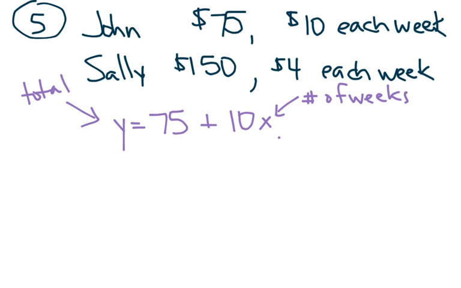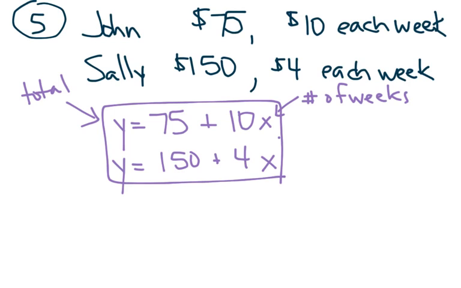So now we can write an equation for Sally. Sally's total will be her $150 plus $4 each week. And that's the system we could use to solve to find out when they would have the same amount of money. In order to figure out when they'll have the same amount of money, I would probably do a substitution. But again, it didn't ask me to actually solve it. It just asked me which system would work.